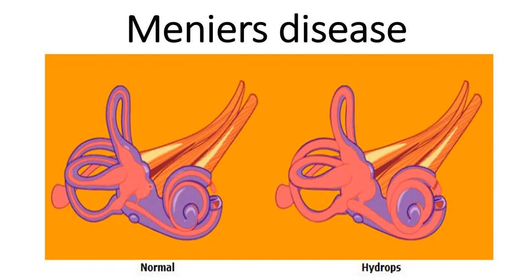So this is a normal ear and this is hydrops. You can see in Meniere's disease, the inner ear disorder causes episodes of vertigo, that is a spinning sensation for the individual, and ringing in the ears, which is nothing but tinnitus, and hearing loss will be there, and a feeling of fullness. They'll have a sensation of fullness in their ear. There is congestion in the ear. Meniere's disease usually affects only one ear.